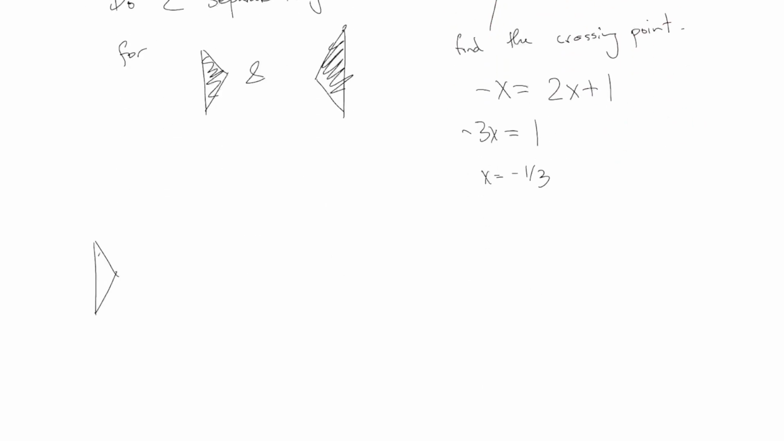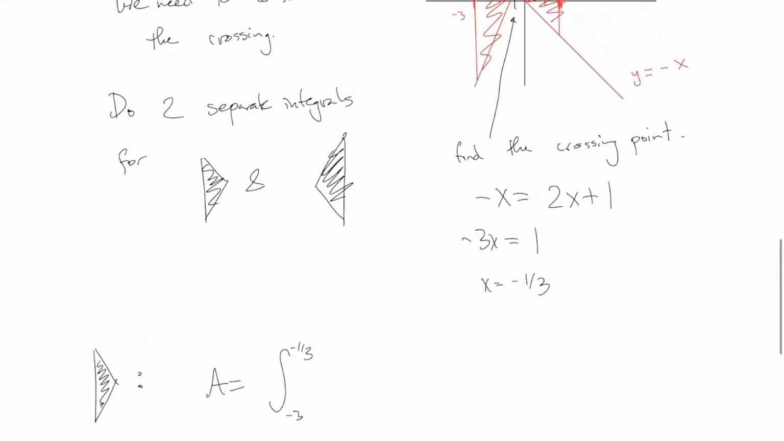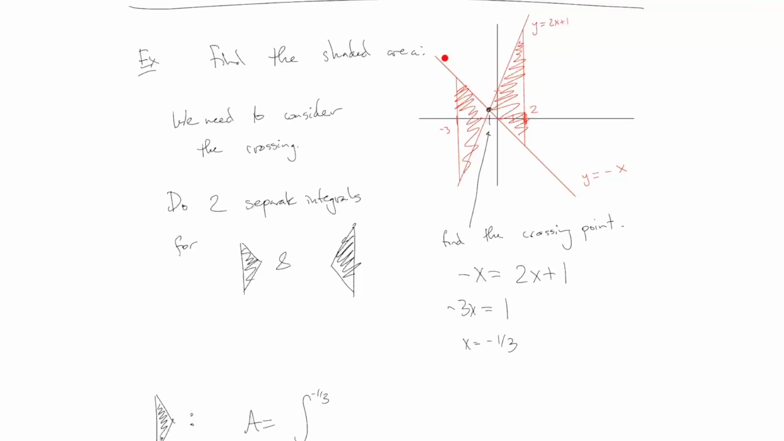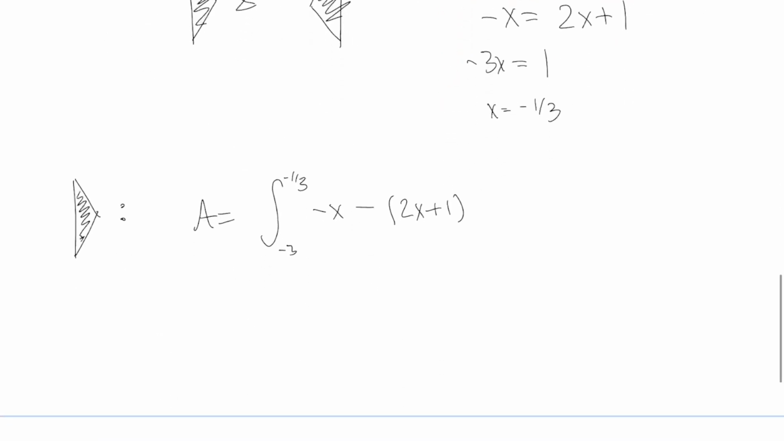So let's do this part first. The area here will be the integral from -3 to -1/3. That's because you can see in the picture, the leftmost side is at x equals -3, and then you go up until you hit the crossing point. And then inside the integral, I go bigger minus smaller. The bigger function on the left side of the picture is -x, minus the smaller function, which is the other one, 2x plus 1. Make sure you put parentheses here because the minus sign is going to get distributed.